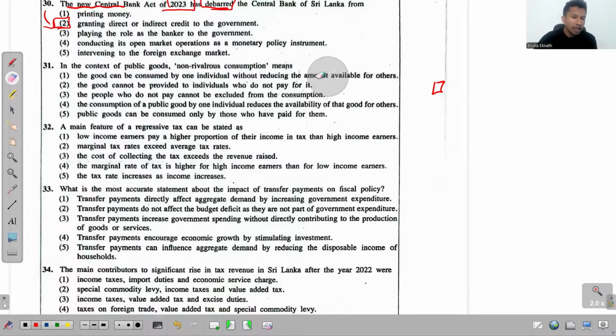Okay, we'll read the given options. The good can be consumed by one individual without reducing the amount available for others. 100% true. And this is not the first time that we get this kind of question in the exam. In almost all the papers that we have discussed, we get one question from public goods.